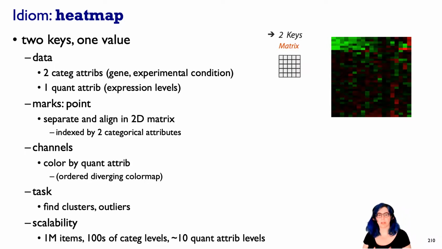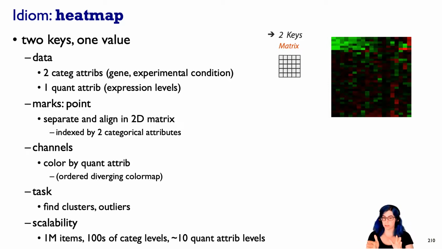I want to focus on the scalability here because it's a lot. In the limit, if you had a 1 pixel wide mark, a point mark for these, you could actually fit 1 million items. You could have 1,000 by 1,000. And the point of heat maps is that they are a very compact representation of a lot of data. So you could have hundreds of levels on each side, up to about 1,000 on one and 1,000 on the other. That's where we got the 1 million items from.